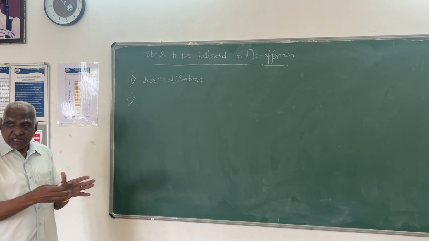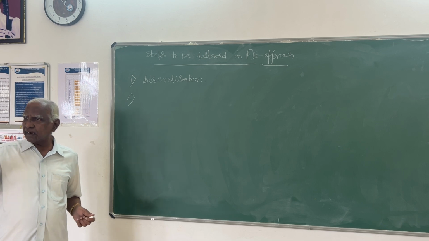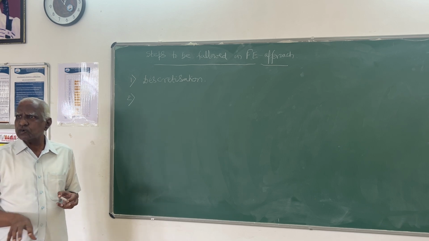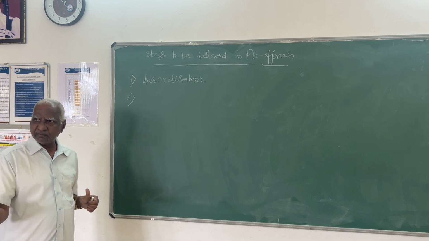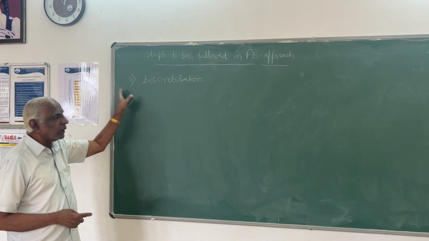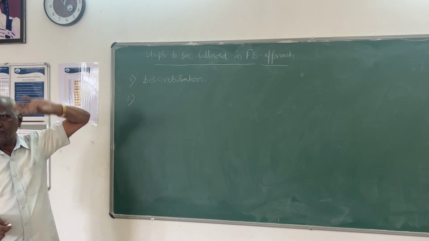And also the aspect ratio, the sizes of the elements, the ratio of larger size to smaller size, what should be the limit. All those things also I told in the previous class. All those points have to be taken care of while discretizing the structure.